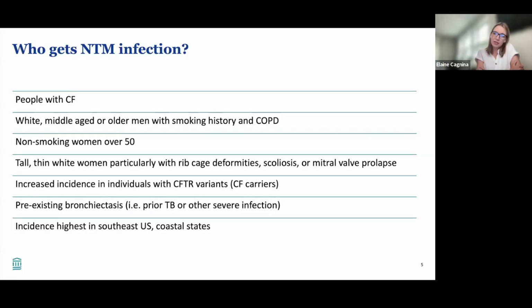There's an increased incidence in individuals with CFTR variants, so-called CF carriers, and in people with pre-existing bronchiectasis from prior TB or other severe infection. And there is a geographic predilection to NTM infection, with an incidence highest in the Southeast United States and in the coastal states. Where I worked in Virginia, we had a lot more NTM than we do in Massachusetts, although we do have a significant amount of NTM infection in Massachusetts as well.